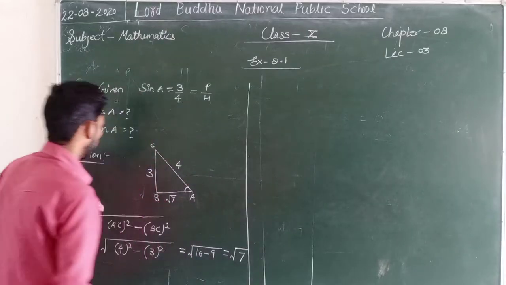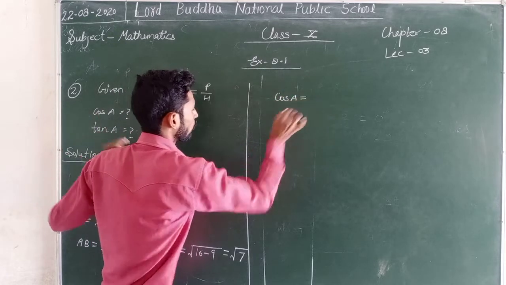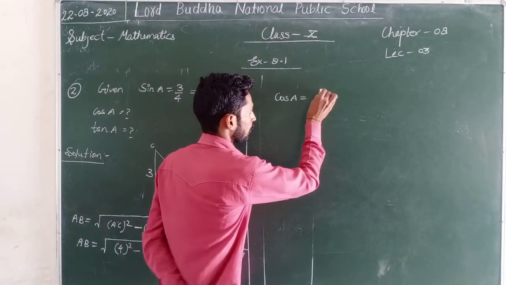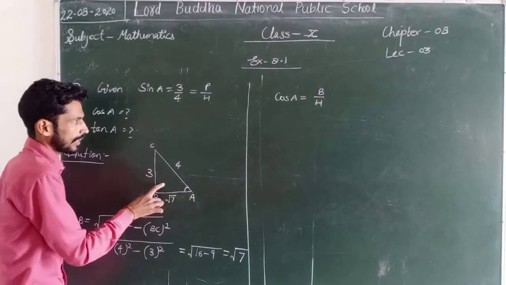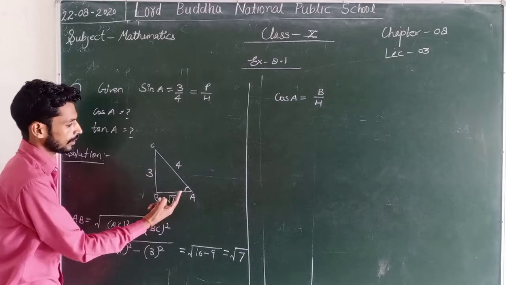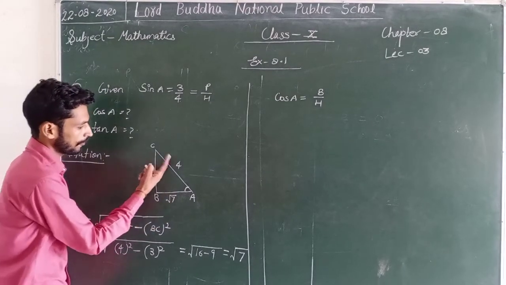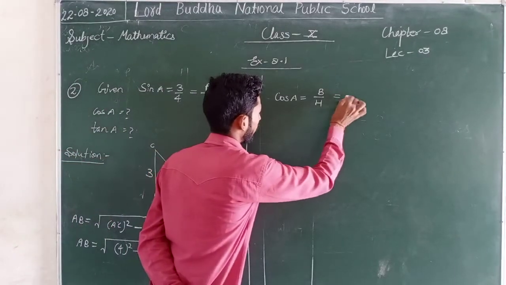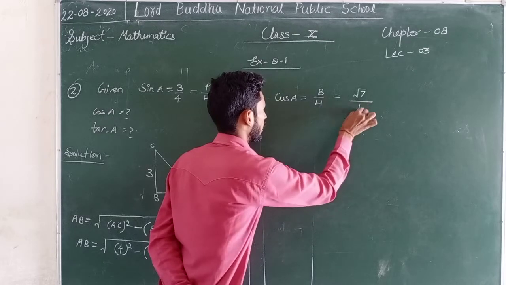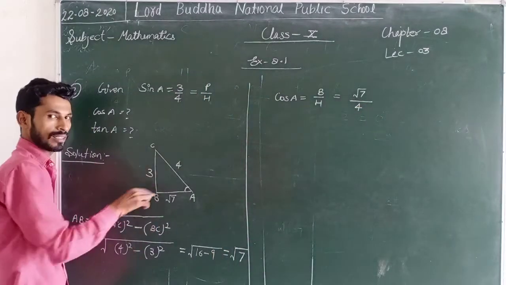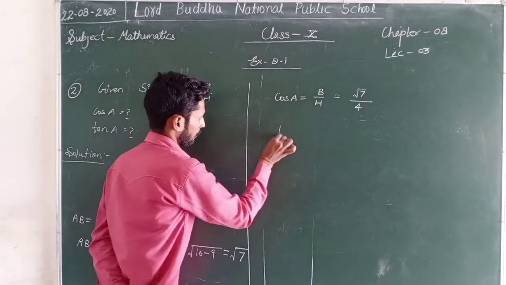Now for the value of cos A, that is equal to base upon hypotenuse, and in this triangle for the angle A, the base is square root of 7 and the hypotenuse is 4. So right here the value of base is square root of 7, and the value of hypotenuse is 4. That is the answer. Next is the value of tan A.